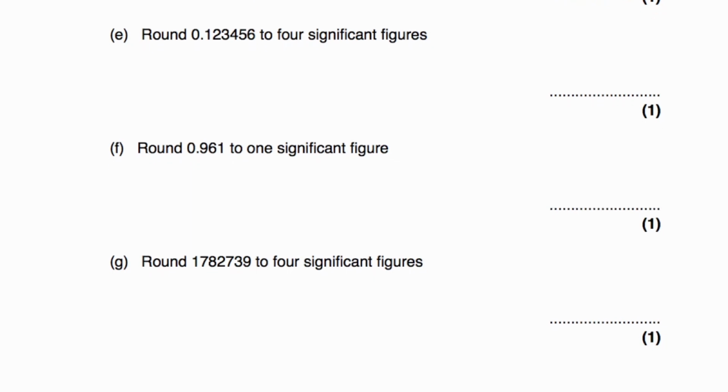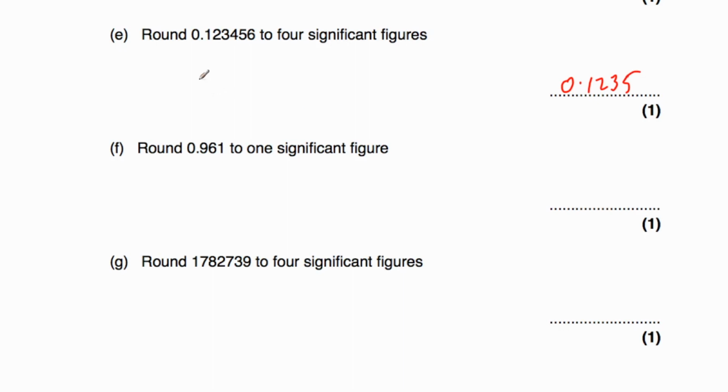Okay, E, we've been asked to round 0.123456 to four significant figures. So we ignore the 0 point at the front. We've got 1, 2, 3, 4, 5, 6. So the four significant figures are 4. So our choice will either be 0.1234 or 0.1235. Now the next digit's a 5, so that means we're going to round up.